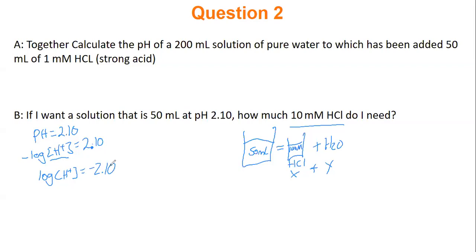Now I have log. Log is like ln. If there's a variable that you're trying to do the log of, you cannot touch that variable until you get rid of a log. The way you get rid of a log is that you take each side to the power of 10. So 10 to the power of a log. If I try to raise log to the power of 10, they cancel each other out. So H plus equals 10 to the power of negative 2.10, right?